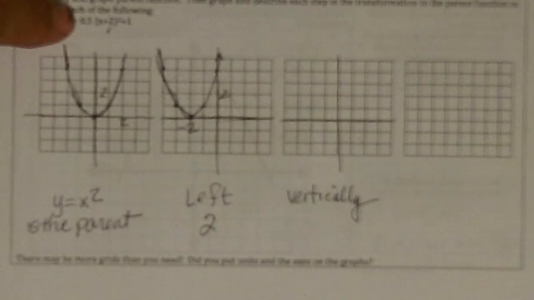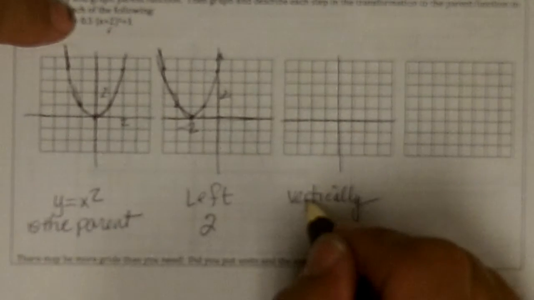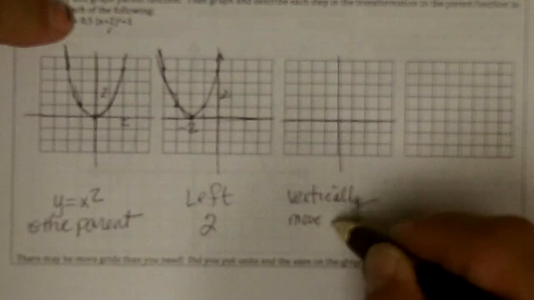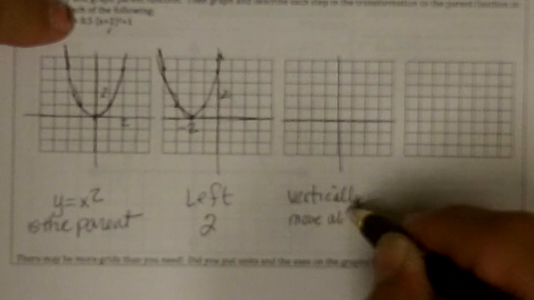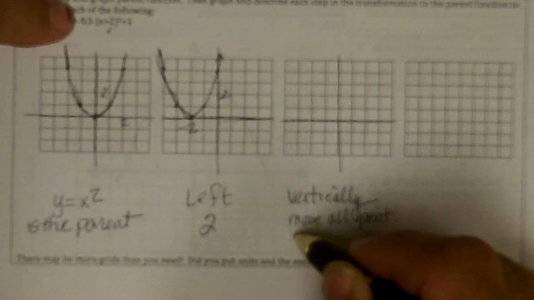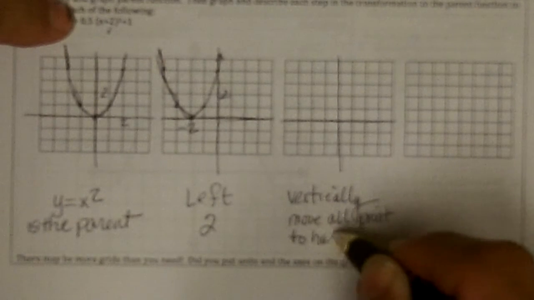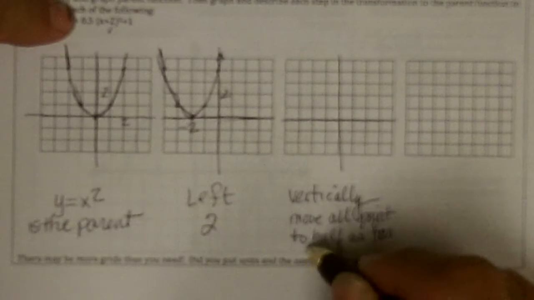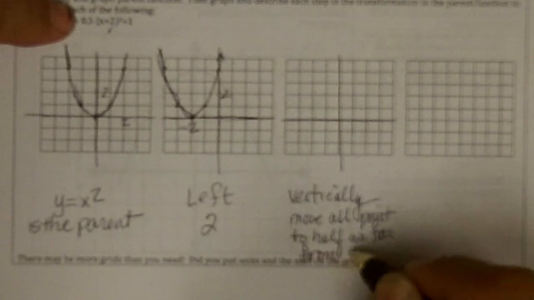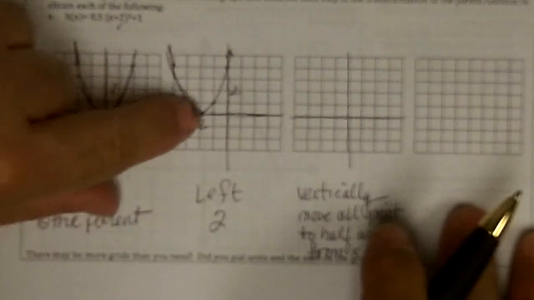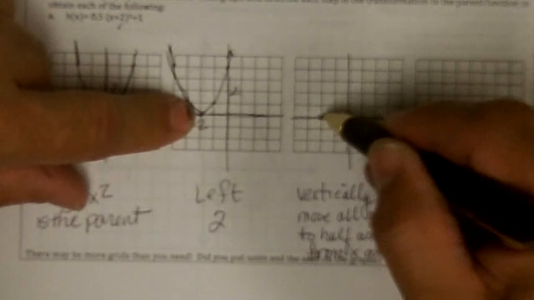So it makes the graph half as vertically tall. So that means move all points to half as far from the x-axis. Okay, this point, half as far. This one's right on the x-axis, so I don't have to move it.